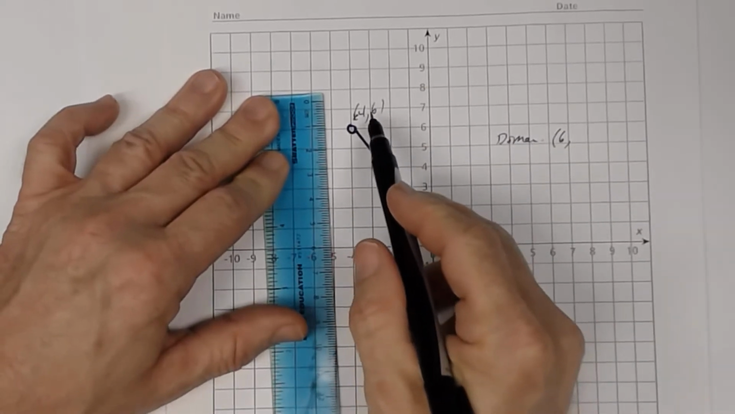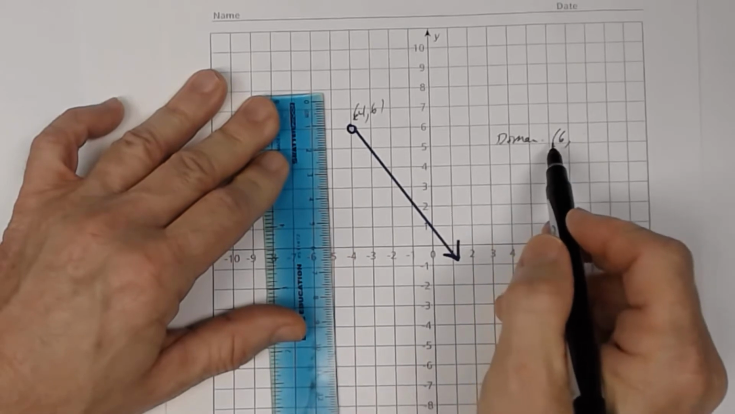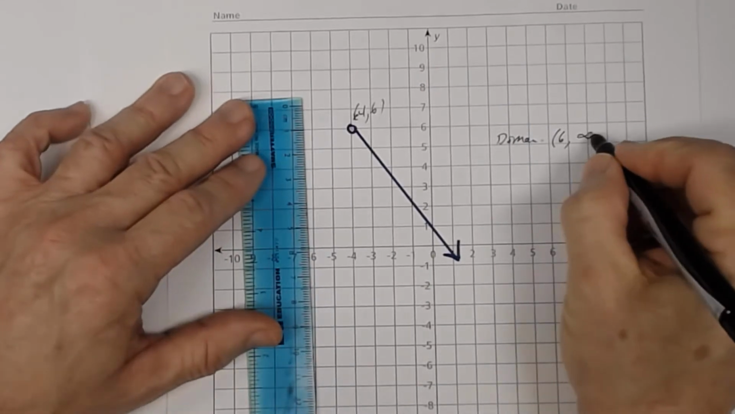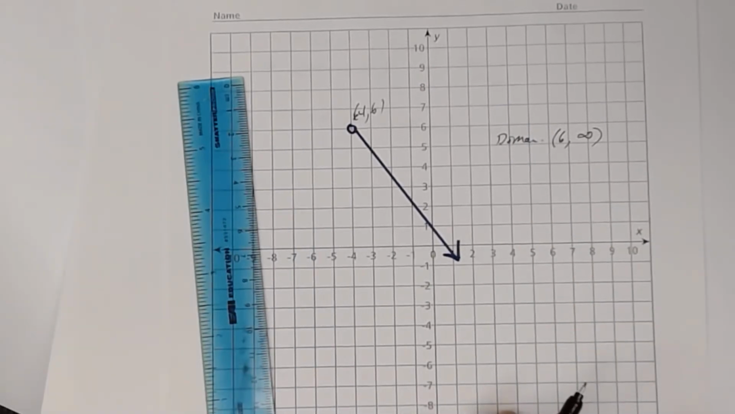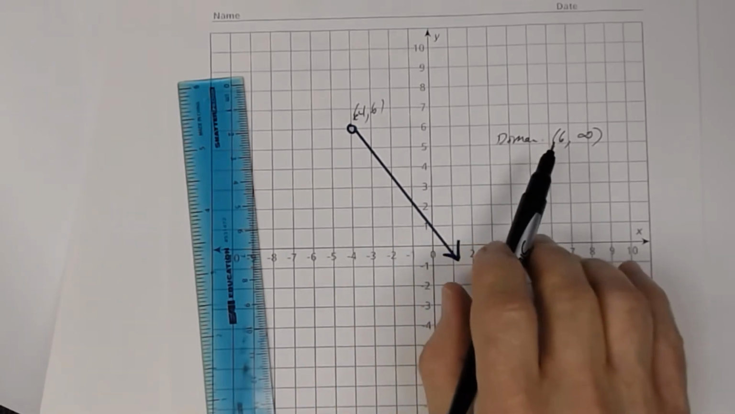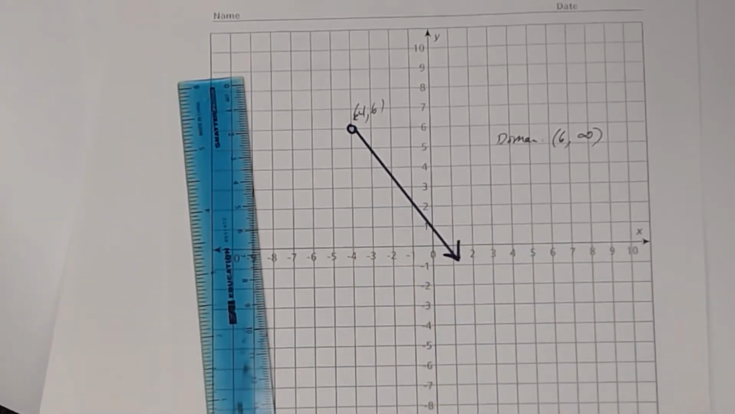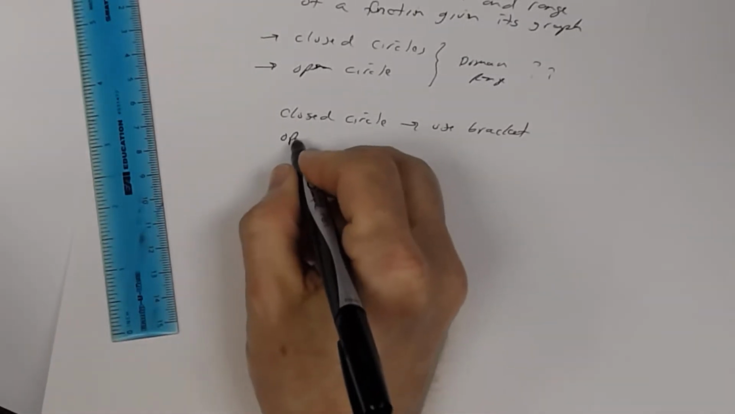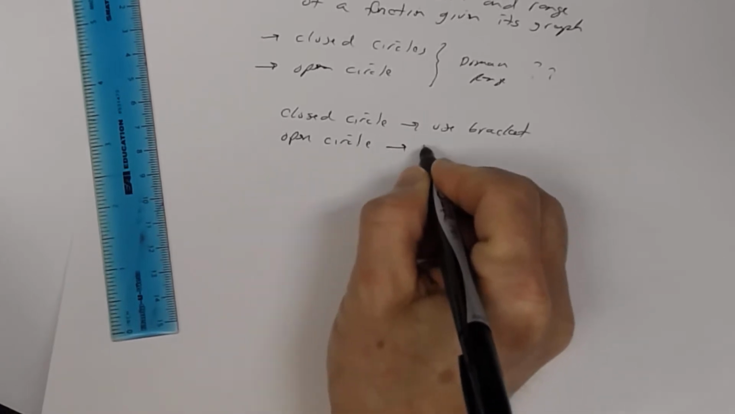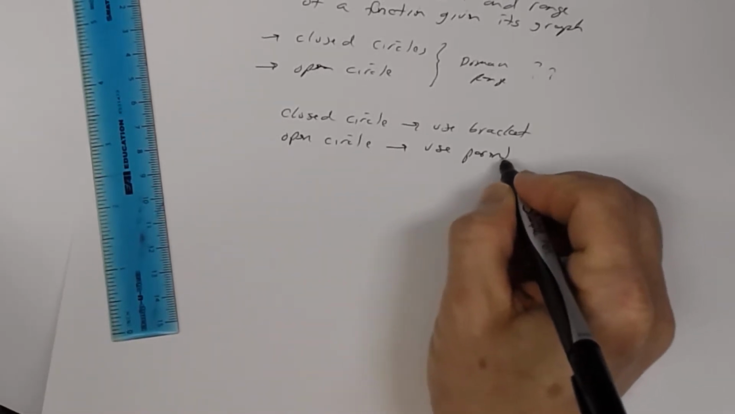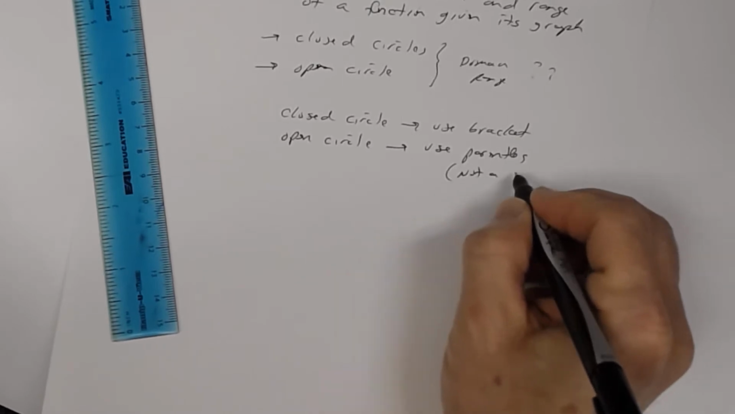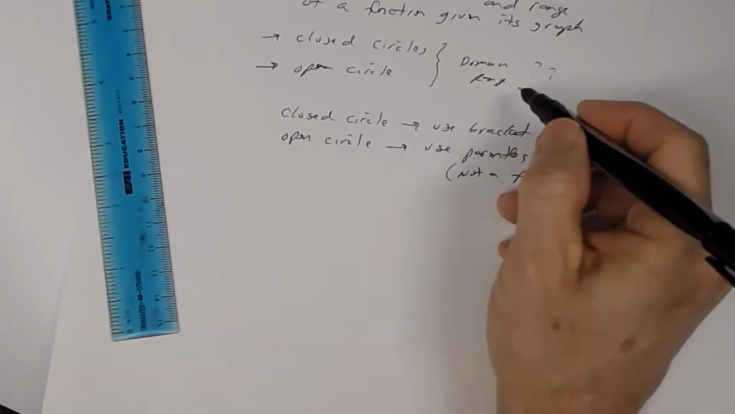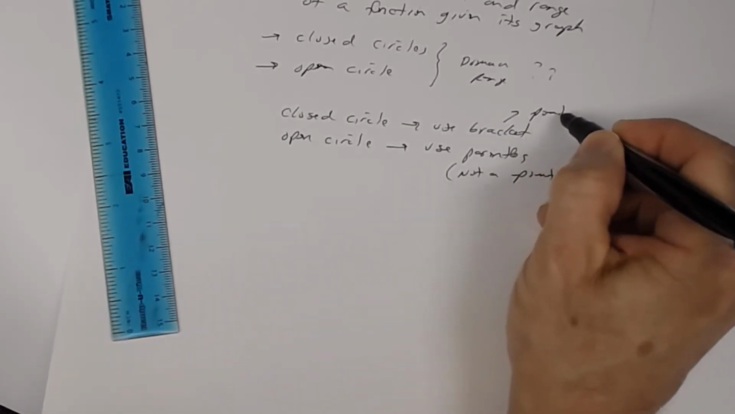So since it's open though, you're going to say parentheses. So you're going to say parentheses all the way to infinity. And then always parentheses with infinity. So that's the difference. Closed circle, you use brackets. Open circle, you use parentheses. So let's go back over here and write that. With an open circle, you're going to use parentheses because that's not a point on the graph. Okay? With this one, use brackets here because that's a point on the graph.